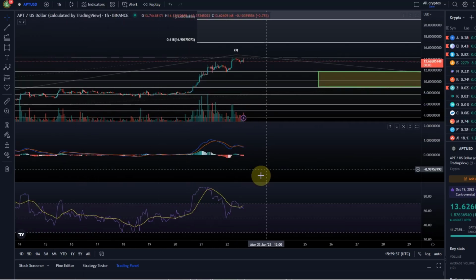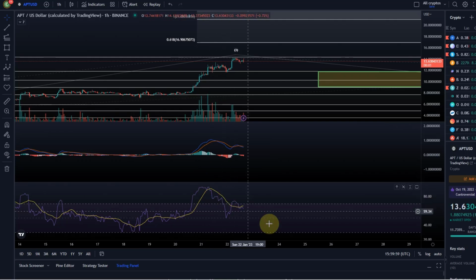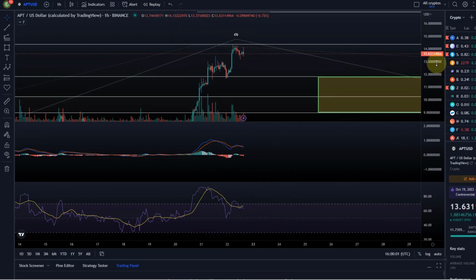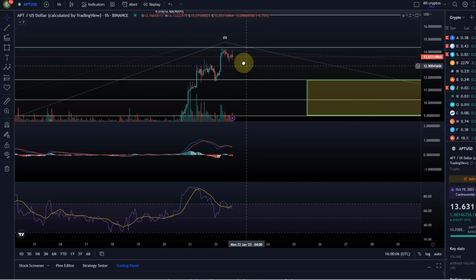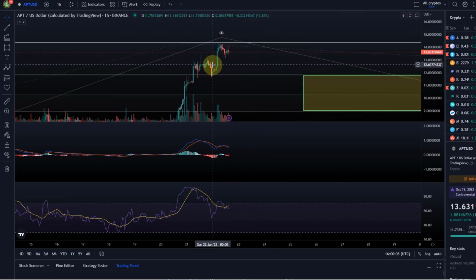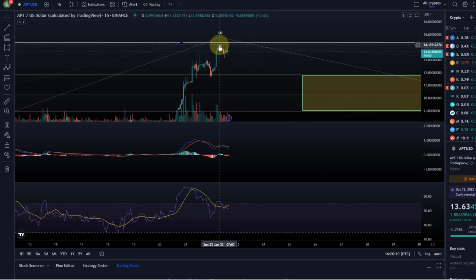Looking at the 1-hour chart, here you can see that bearish divergence a little bit clearer. So it seems to be running out of steam a little bit. On the other hand, it's just consolidating at the moment. You see here some kind of a small bull flag on the 1-hour. It all depends on what time frame you're trading, right?